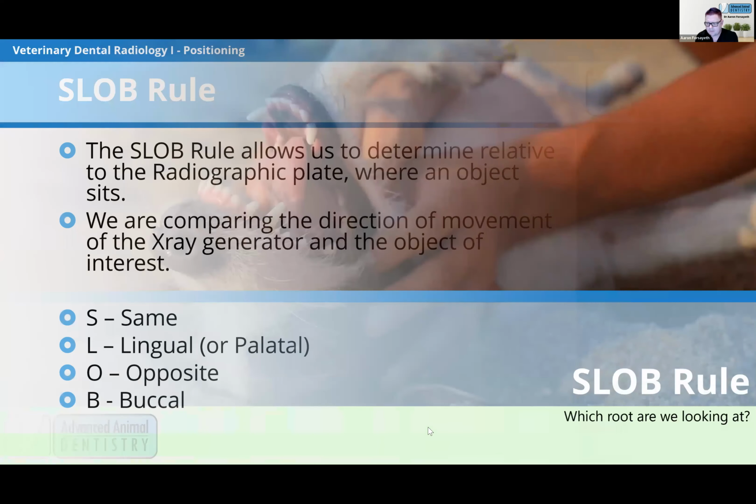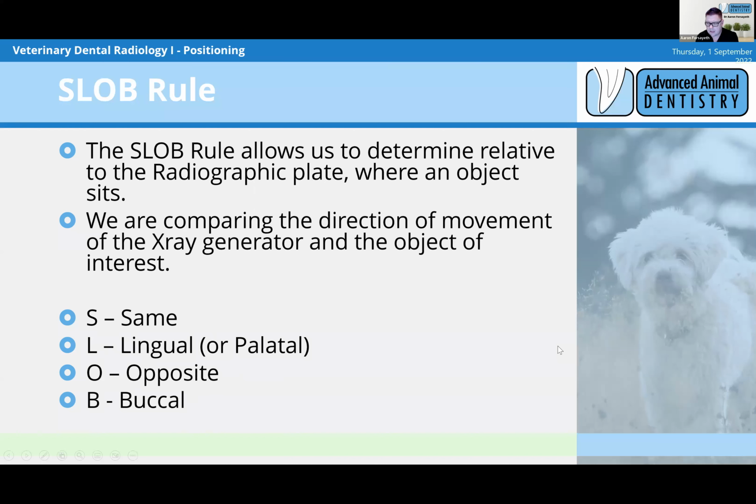So yeah, Beck mentioned it before, this SLOB rule. Some of you may have been exposed to it previously. We actually don't use it a lot in practice, but it's an important technique to know about and understand. We use it to work out the relative position between objects on a film. We do that by changing the shot we take, and the movement of the object on the plate relative to the shot will tell us where it sits. So what we're looking at is we're comparing the object to the direction of movement that we're moving the X-ray head.